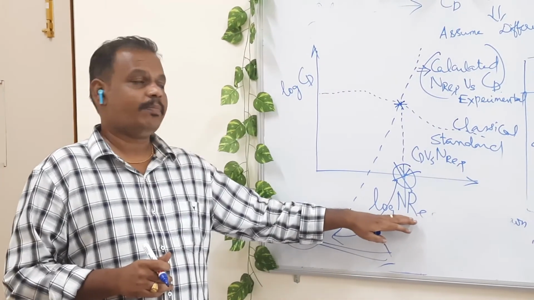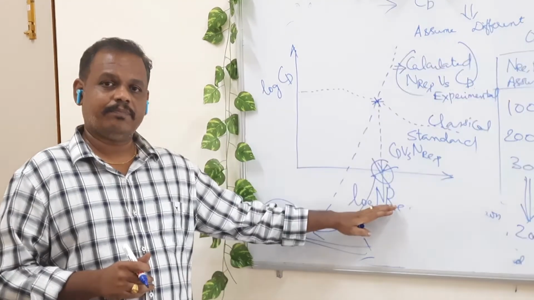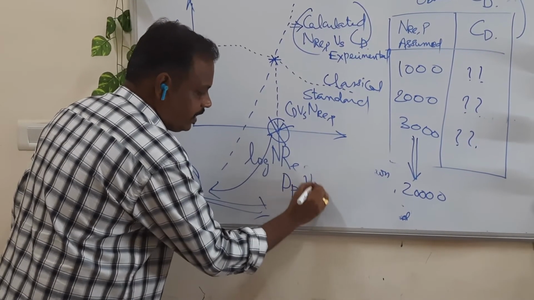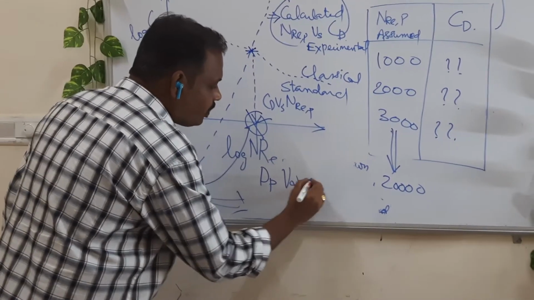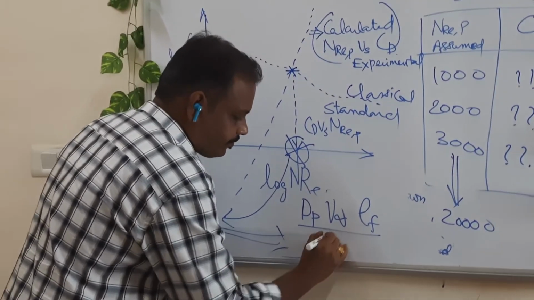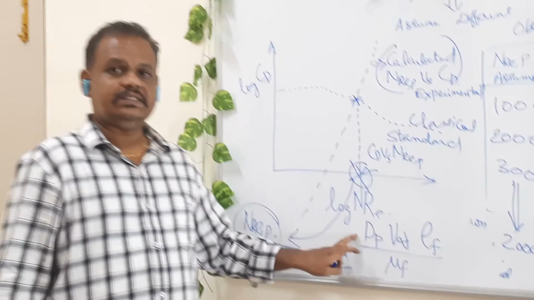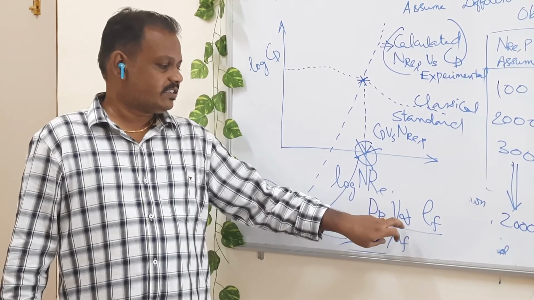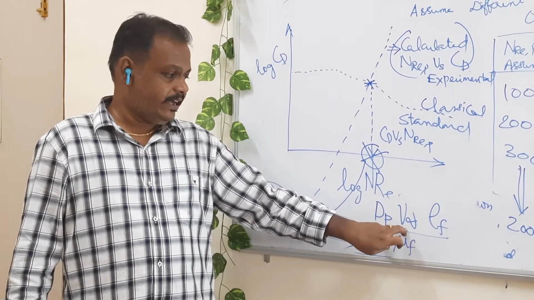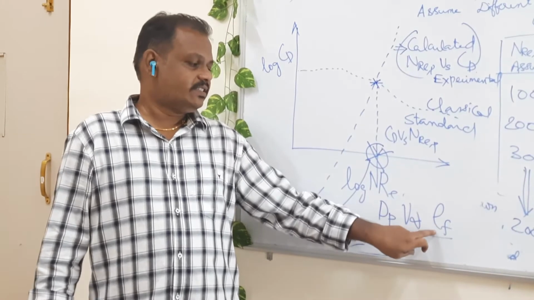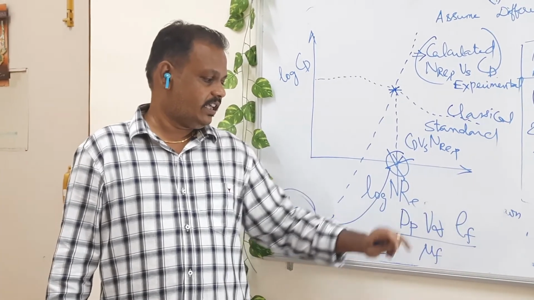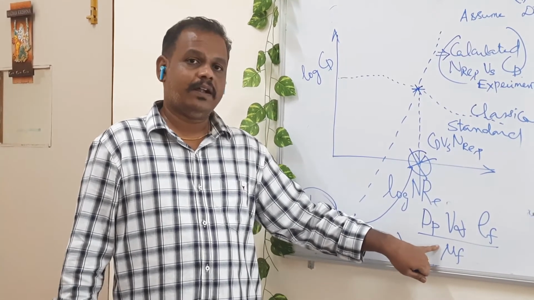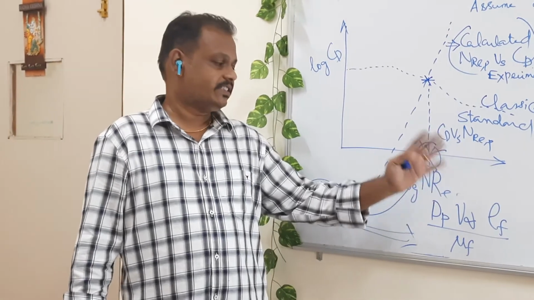Once we obtain NRE from this log CD log NRE plot, NRE can be written as dP V infinity rho F by mu F. Here dP is the diameter of the lead bead, and V infinity is the terminal settling velocity from the experiment using the lead bead. rho F is the density of the glycerin solution, which is already given, and mu F is the viscosity of the glycerin solution, experimentally obtained from step 1.